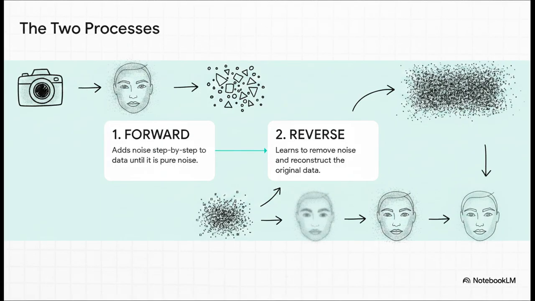So the process works in 2 stages. First, during the training phase, you take a perfectly clean image and you just gradually add noise to it until it's nothing but pure static. Then, you train a neural network to do the exact opposite, to start with that static and carefully, step by step, remove the noise until a perfect image emerges from it.